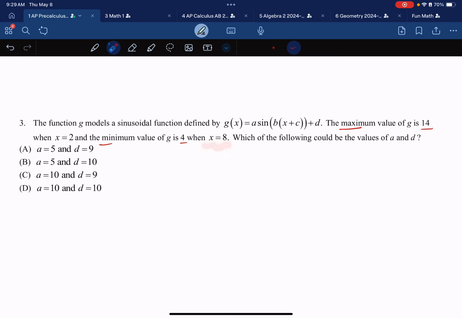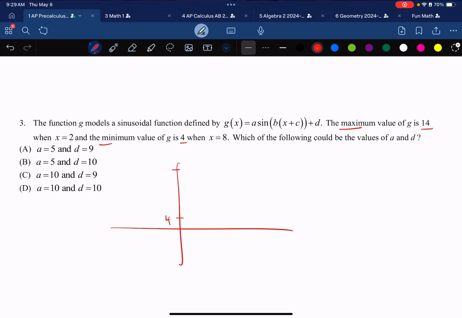Everything that you're given in the problem should be used. At least that's the way AP Calculus is. I assume AP Precalculus is the same way. So what's going on with the amplitude? Well, I had a height of 14. I went down to a height of 4. So as a quick little sketch here, here's a height of 4. Here's a height of 14. I have some sort of sine function that's going like that, right?